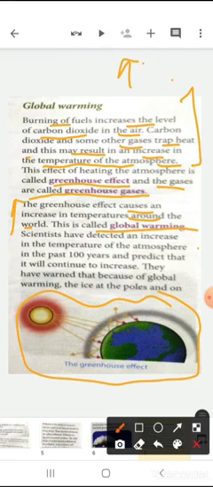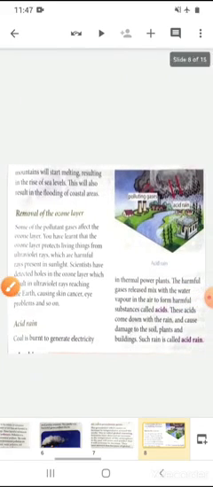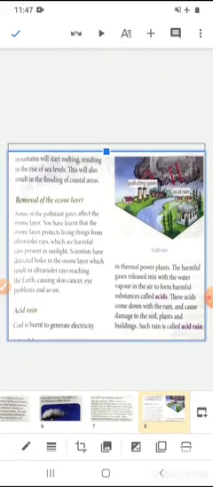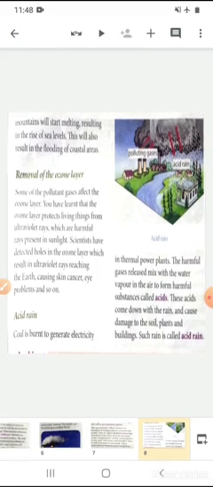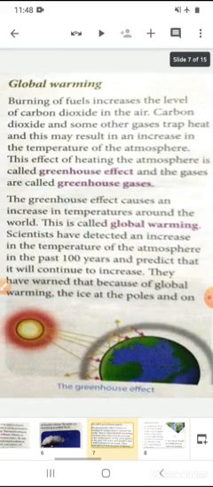Scientists have detected an increase in the temperature of the atmosphere in the past 100 years and predict that it will continue to increase. They have warned that because of global warming, the ice at the poles and on the mountains will start melting, resulting in the rise of the sea levels. This will also result in the flooding of coastal areas.